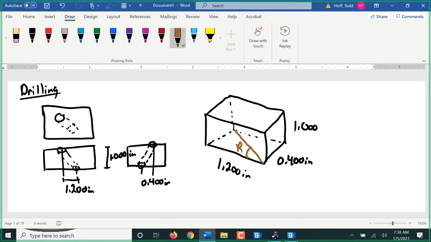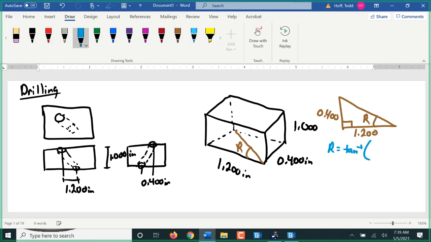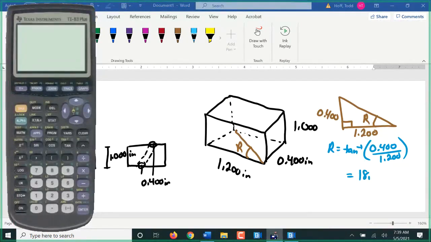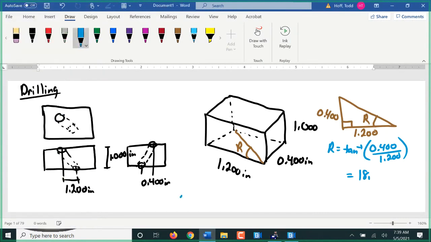angle of rotation here. Come off of this triangle here that's 0.4 inches over here. What function are we going to use to find R? Tangent. R is the inverse tangent. Which one goes on top? Over the 1, 0.4 over 1.2, or 18.1. There's our angle of rotation.